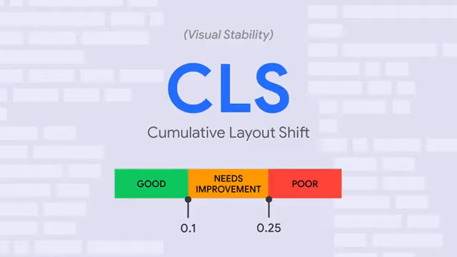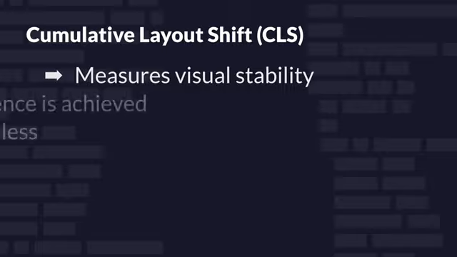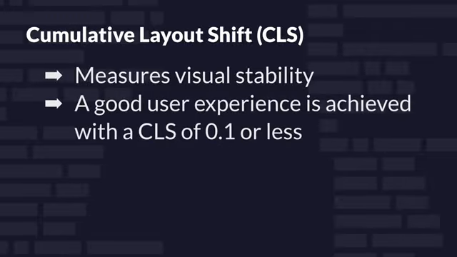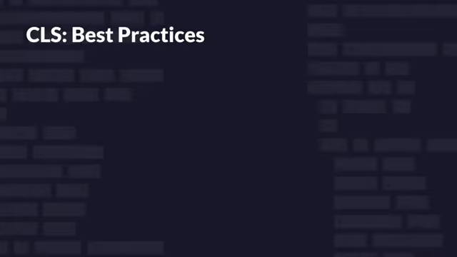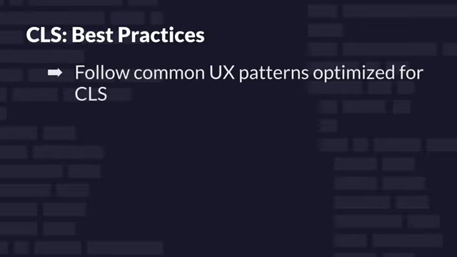Cumulative Layout Shift, or CLS, measures visual stability. A good user experience is measured as having a CLS of 0.1 or less. This allows the experience to avoid any surprises for the user, but isn't particularly helpful for page speed. It's more a measurement that your website is following best practices and is a necessary piece for achieving a high performance score for your page. These best practices include following common UX patterns that are optimized for CLS.